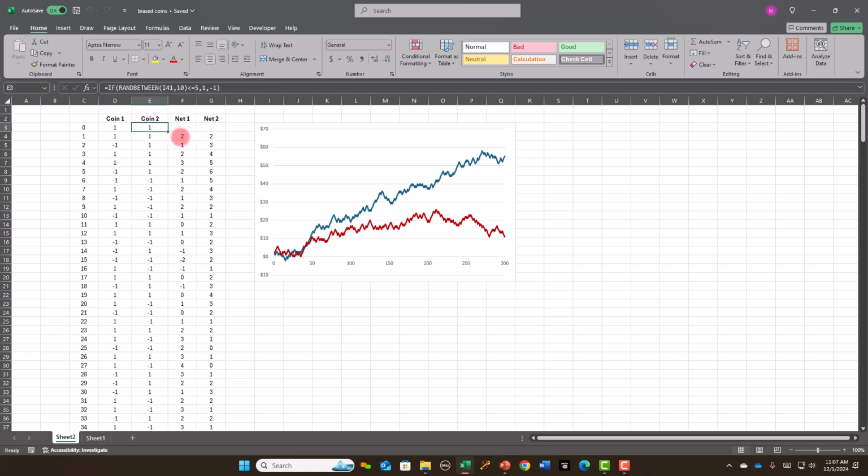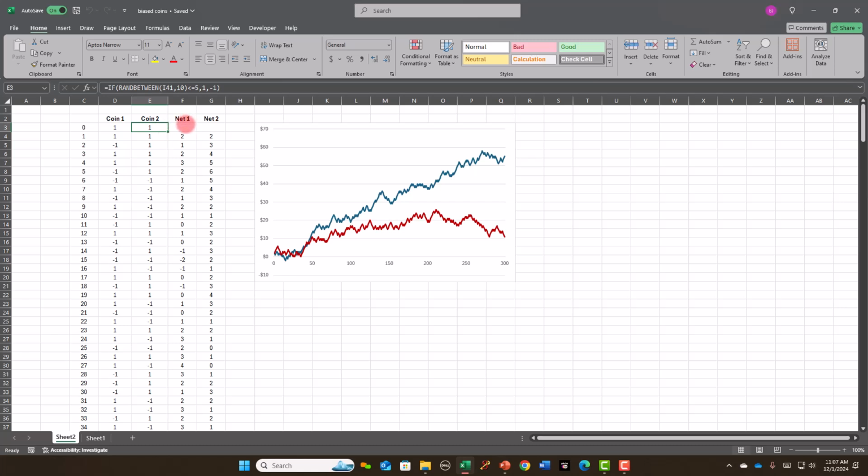So what we're going to look at is we're going to assume that we're flipping both coins, and we're going to win $1 if it comes up heads. We're going to lose $1 if it comes up tails. So obviously you should be on a net winning streak with this 60% coin. And with the fairly valued coin, you should just be going sideways.